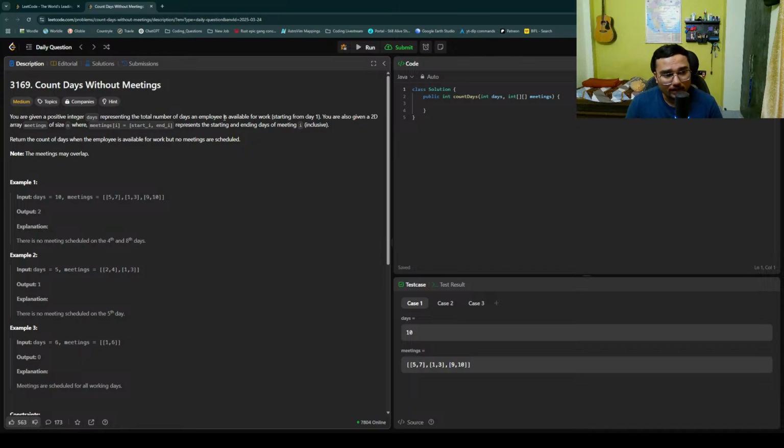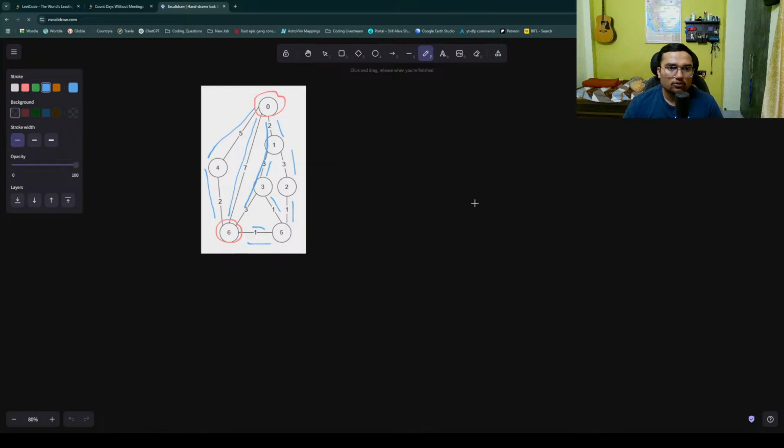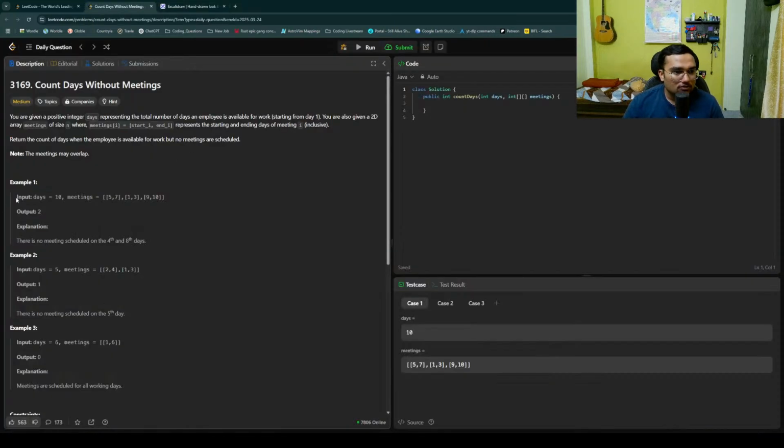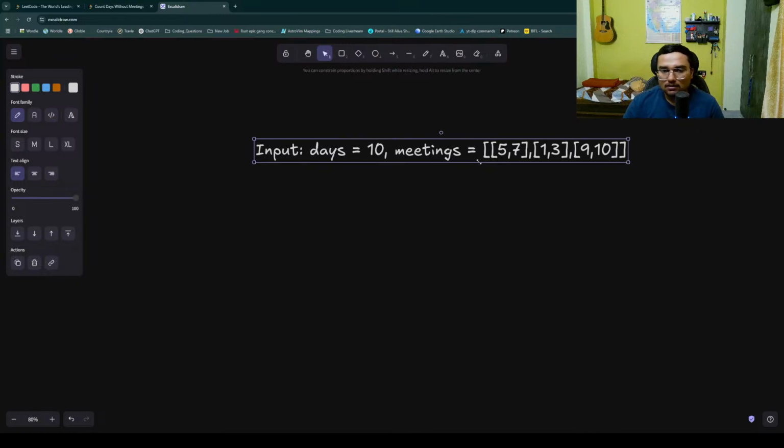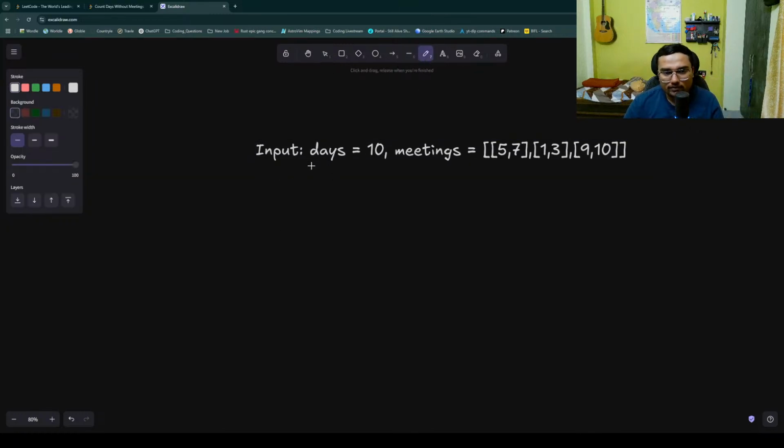The meetings may overlap. This seems like a fairly easy question. Overlapping intervals is very similar to this question, I believe. But let's try to draw this. So let's take this example. We have 10 days and the meeting intervals are these. So the first point would be to sort these meetings based on starting time, right? That's how we know when a meeting is starting.